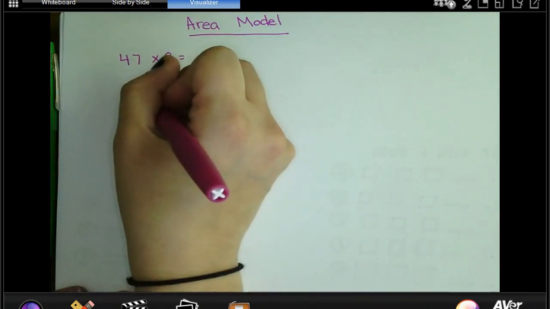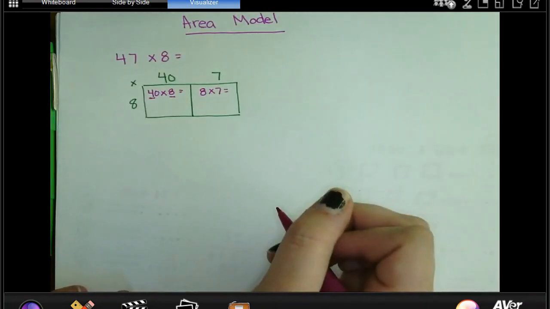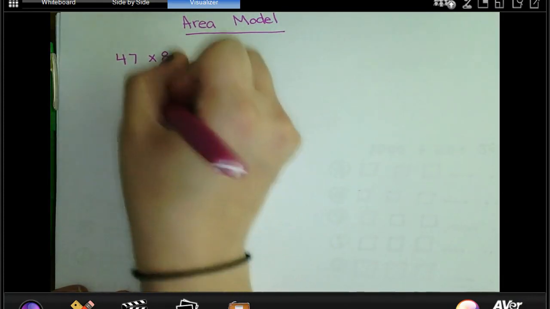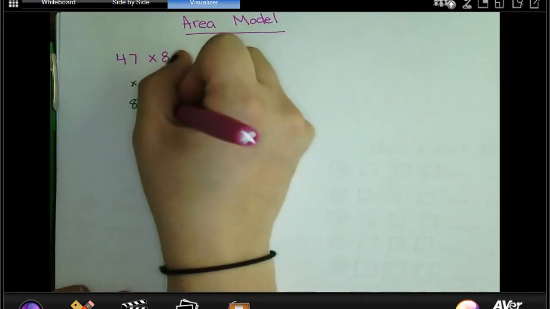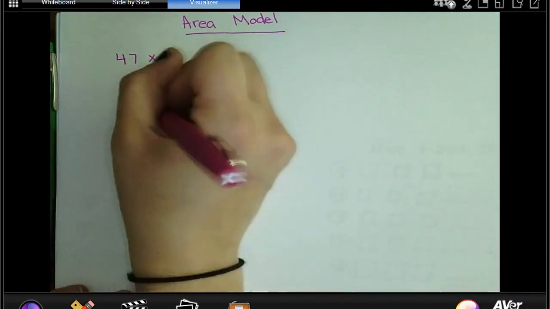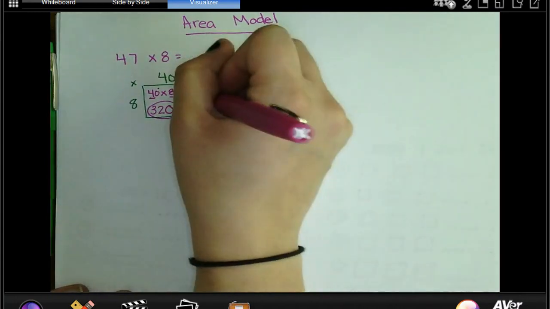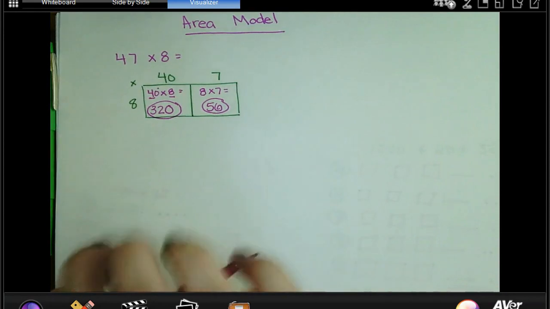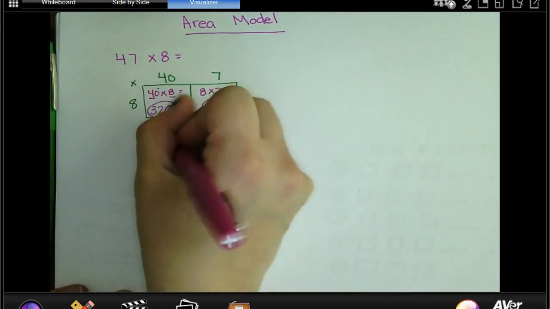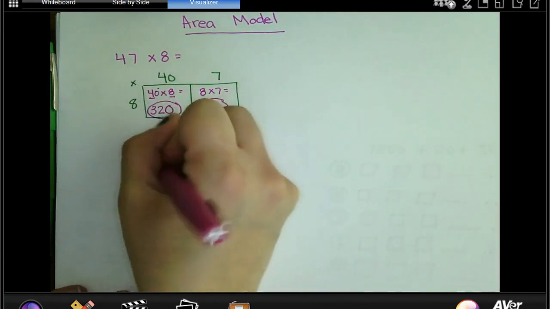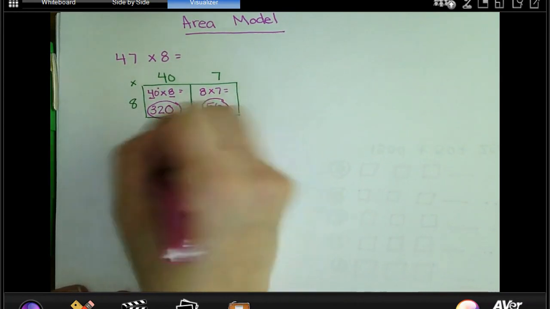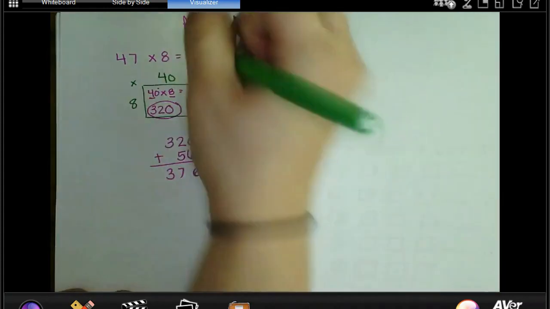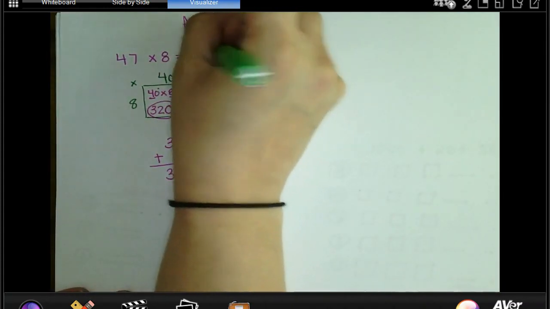We've been learning that when we multiply with numbers with zeros, you can just ignore them for a second. So 8 times 4 is 32, and then count up how many zeros you ignored, just one. So we stick that back on there, and we have the number 320. And then 8 times 7 is 56. Those are my two partial products. Those are the two parts of the answer. So then I line them up and I add them to come up with the answer of 376.